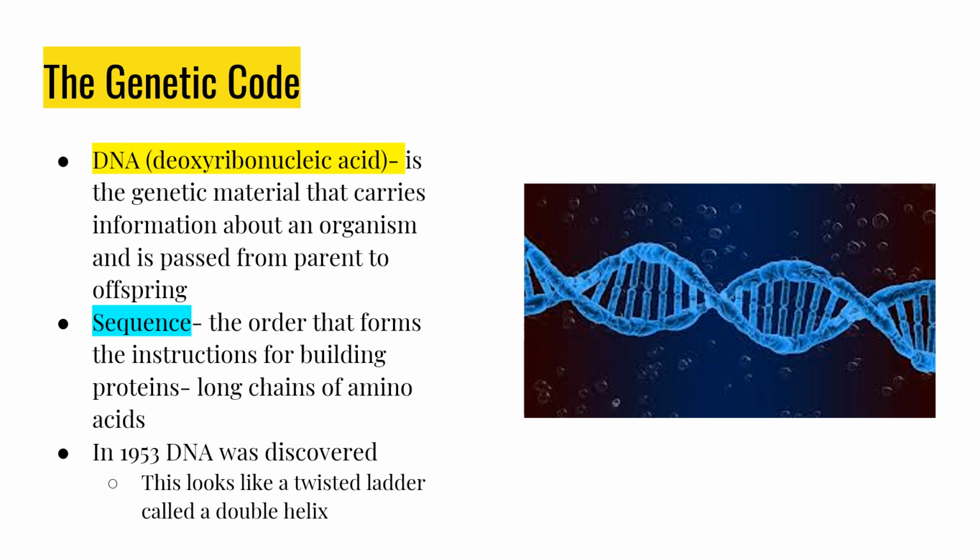All right, so the genetic code. DNA, or deoxyribonucleic acid, is the genetic material that carries information about an organism and is passed from parent to offspring. So of course, DNA is one of our vocab words. Now, sequence is the order that forms the instructions for building proteins. It's long chains of amino acids. And sequence is one of our academic vocabulary words.